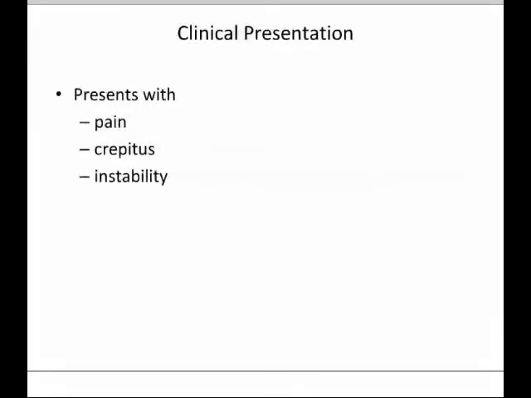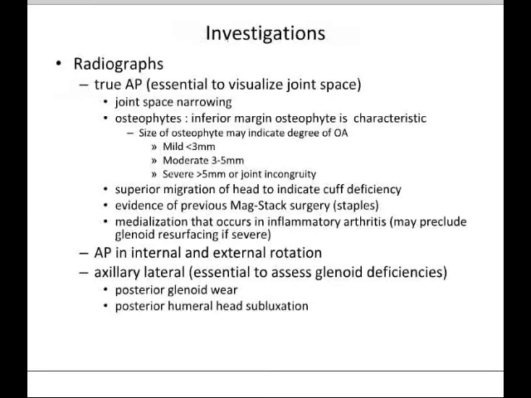The investigations that we need to do are a true AP view to visualize the joint space, look for joint space narrowing, osteophytes, and the size of the osteophyte in some literature may indicate the degree of osteoarthritis as mild, moderate, or severe, and 3 millimeters is the value: less than 3 millimeters for mild, 3 to 5 for moderate, and over 5 mils for severe.